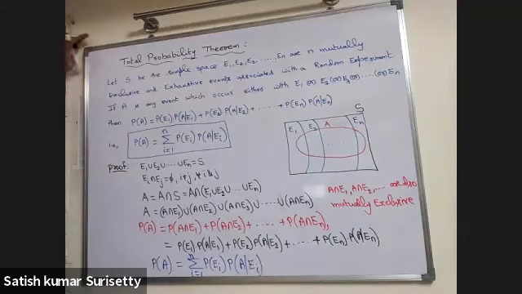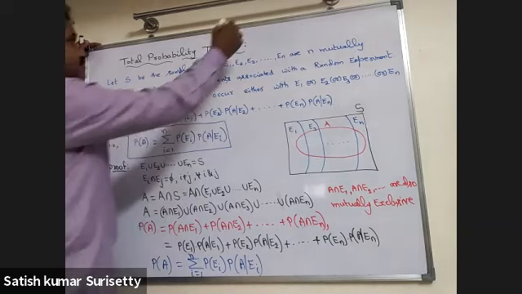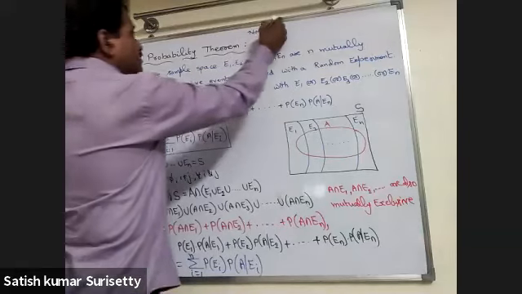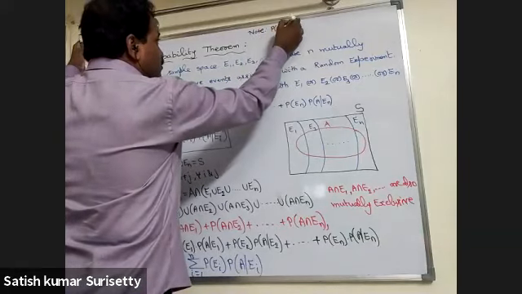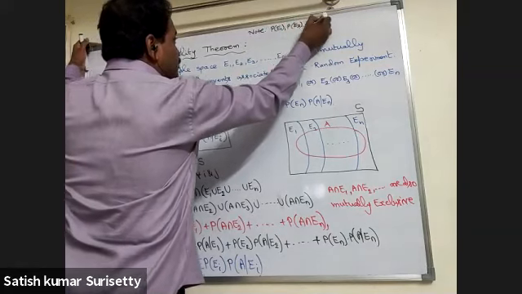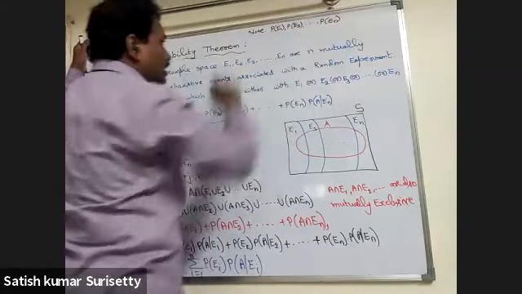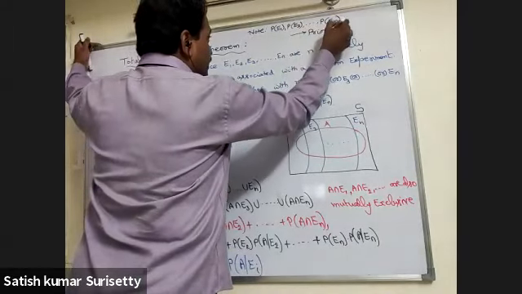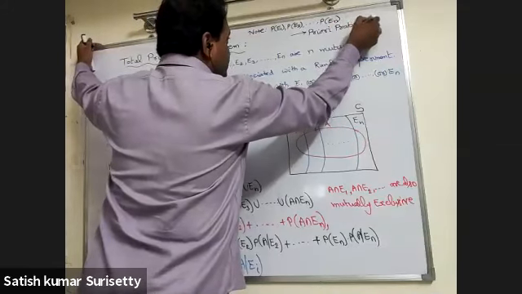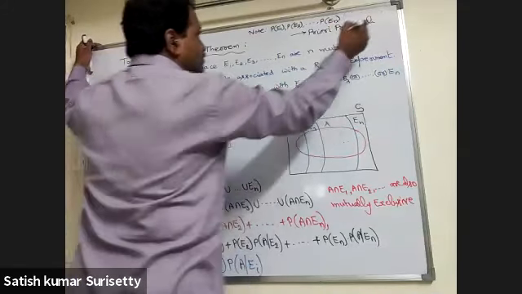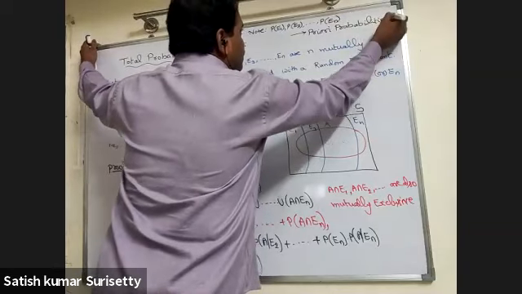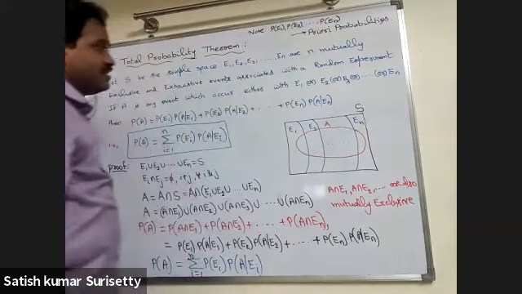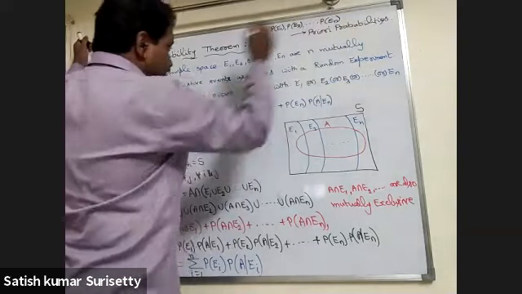Now, write a note here. P of E1, P of E2 and so on, P of En are called priori probabilities. That is, these probabilities are known well in advance. That's why these are called priori probabilities.